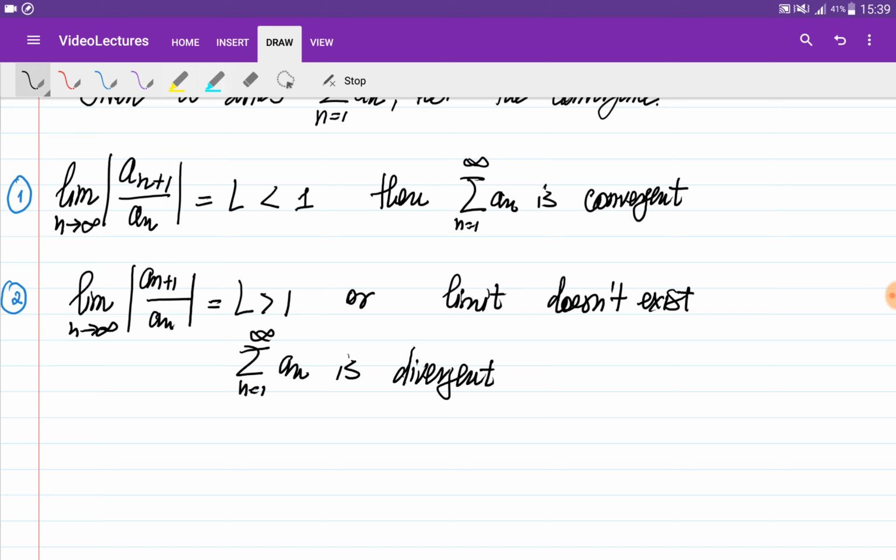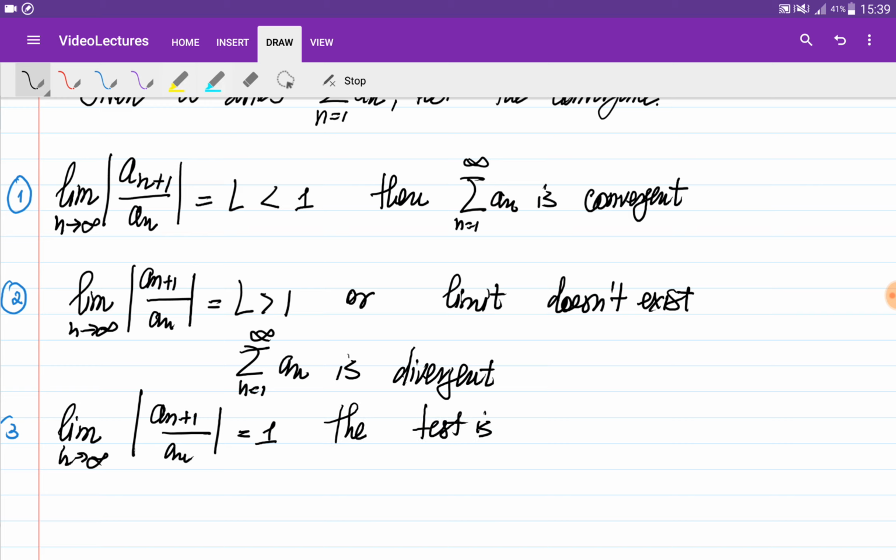Well, there is a third case when this limit is equal to 1. If the limit of the ratio of an plus 1 to an, as n goes to infinity, is equal to 1, then in this case the test is inconclusive. It means that we don't know whether this series is convergent or divergent, because the test basically doesn't work for this type of series.